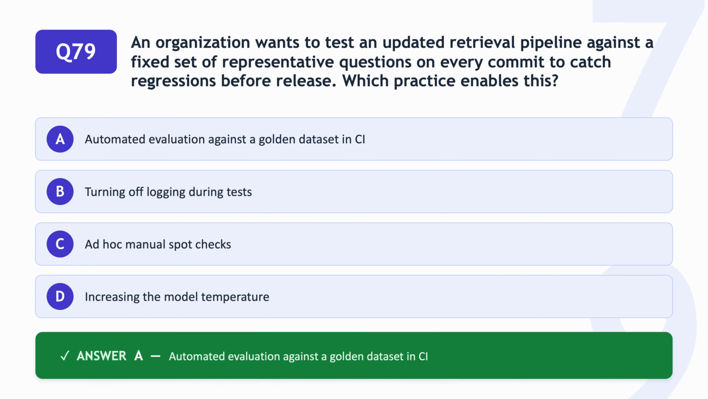Correct answer: A. Automated evaluation against a golden dataset in CI. Why A is correct. The scenario describes a retrieval pipeline being updated. A fixed set of representative questions exists. Tests should run on every commit. The goal is to catch regressions before release. This is exactly the purpose of automated evaluation using a golden dataset in a CI/CD pipeline. A golden dataset is a curated set of questions, expected answers, ground truth documents, quality benchmarks.